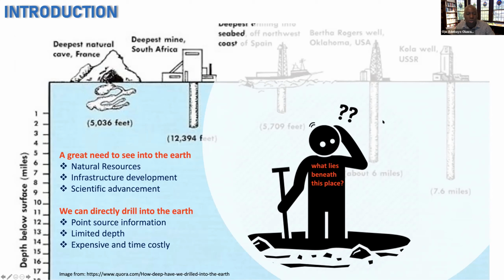Much of what we do in seismology, we want to image deep down into the core, into the mantle, which is thousands of kilometers deep into the subsurface. And also it's expensive. For example, this Kola well took almost 19 years of drilling to reach about 12 kilometers. And so that is expensive, it's limited, and the information is just lean. You don't have enough information for so many things that you want.